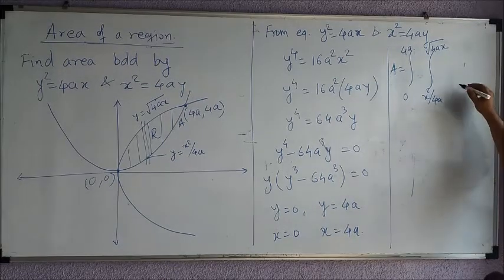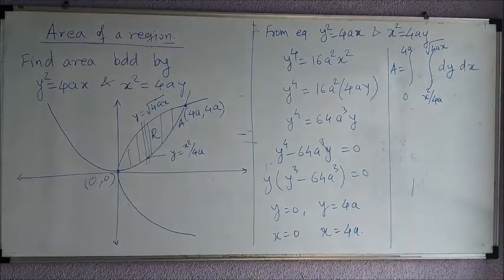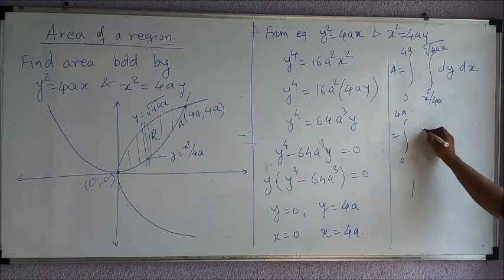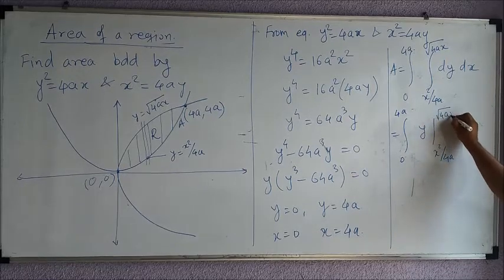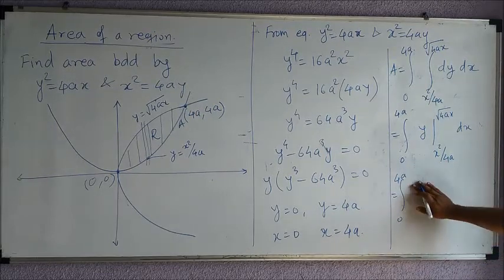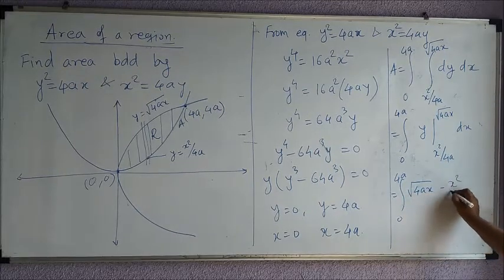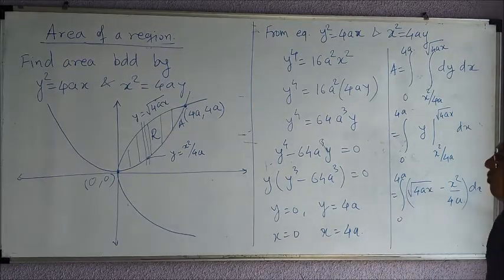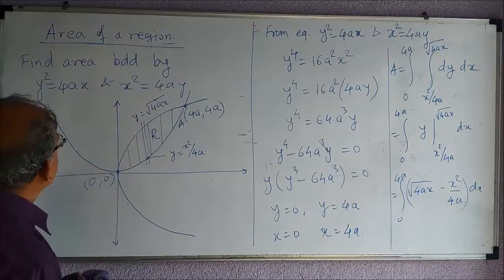Right? Fine. And now the inner integration is with respect to y and then with respect to x. So we will have 0 to 4a integral dy is simple y from x square by 4a to root 4ax dx. So it is 0 to 4a, okay, this will be root 4ax minus x square by 4a dx.